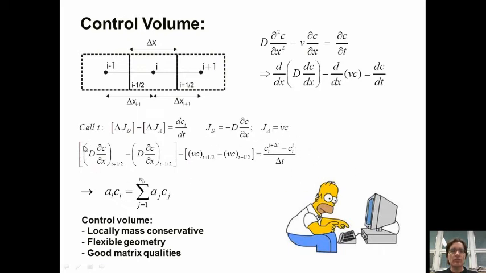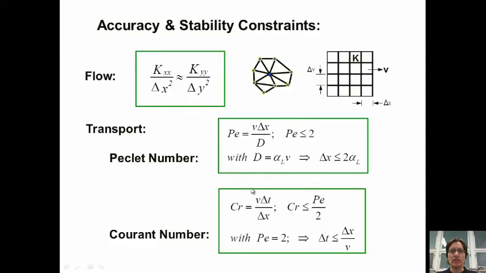So with this equation, we reformulate it into a matrix equation for our unknowns, concentration I, as a function of concentrations at neighboring cells. Control volume is locally mass conservative, and has a flexible geometry as well. A little more complicated in some cases to solve for flexible geometry, but it has good matrix qualities. It also has some accuracy constraints as well.